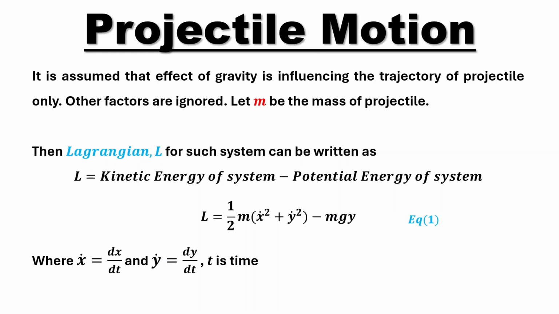Here x dot is equal to the time derivative of x and y dot is the time derivative of y. t is time. Kinetic energy of the system is half m times x dot square plus y dot square. Potential energy of the system is mgy.